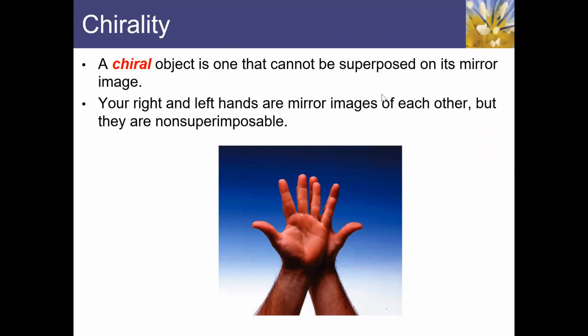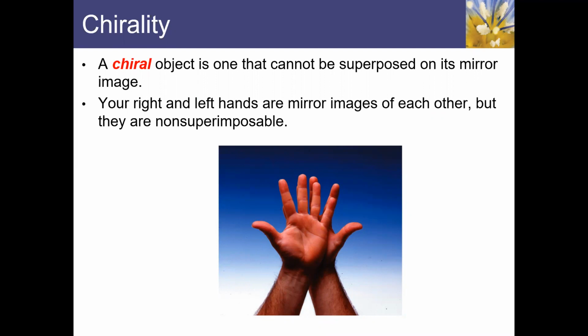So can I say that my left hand and right hand are chiral? Can I say that they are mirror images of each other? Yes. Our left hand and right hand are non-superimposable mirror images of each other, right? So anything which is a non-superimposable mirror image, we say that object is chiral, or that object shows handedness.